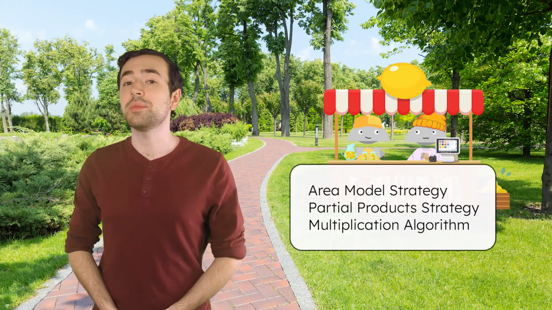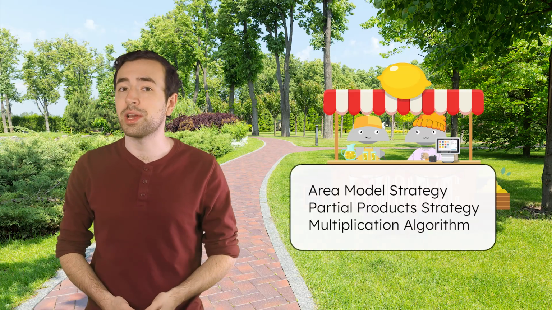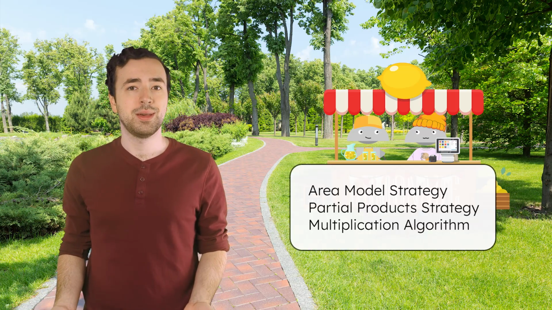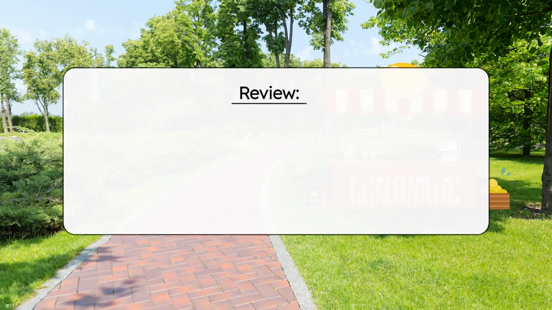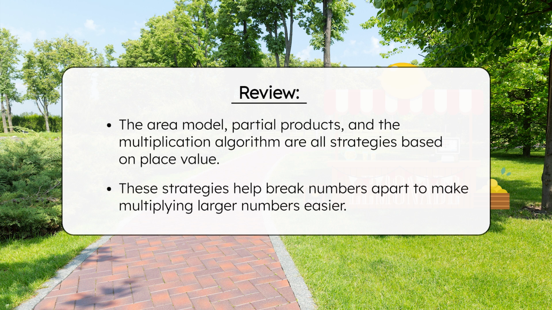Multiplying larger numbers takes practice. Each strategy can be used with numbers of any size. It's up to you to explore and decide which strategy works best for you. So, what have we learned today, besides the fact that Ren and Mia are lemonade stand legends? Well, now you know that the area model, partial products, and the multiplication algorithm are all strategies based on place value. They help break numbers apart to make multiplying larger numbers easier.